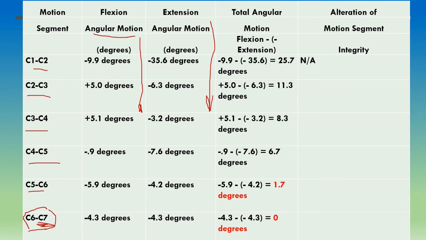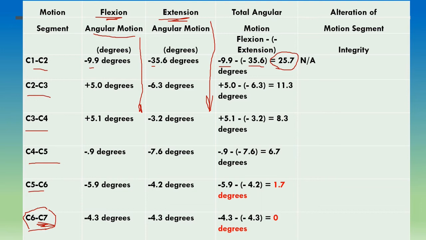And then we simply plug these values into the formula provided for by the AMA guides, where we take the flexion angle and we subtract from it the extension angle to come up with the total angular motion at that particular spinal segment. So this particular spinal segment is demonstrating approximately 26 degrees of total angular motion as the cervical spine at C1, C2 goes from the extreme of flexion all the way to the extreme of extension. This particular motion segment has a range of motion of approximately 26 degrees.